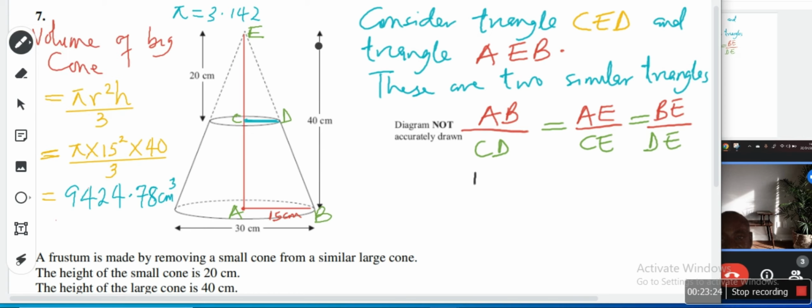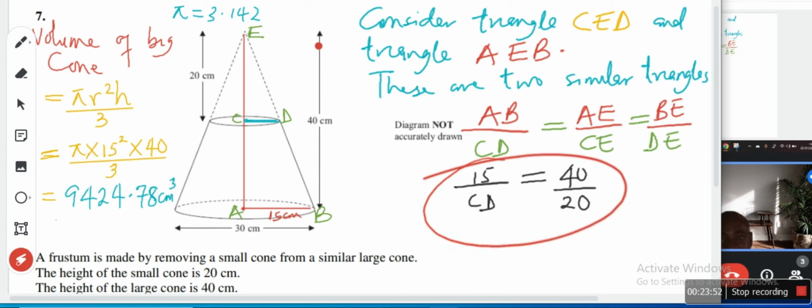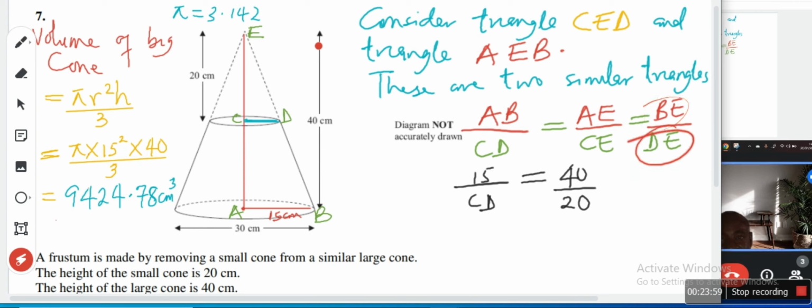Yeah. So I can write 15 over CD. We don't know what CD is, so you may just want to call it CD. It's equal to, do we have AE? Yeah. AE is what? 40. Okay, AE is 40 over CE, 20. CE is 20. That means we can actually use this equation to find CD, or even to find other ones, maybe later.